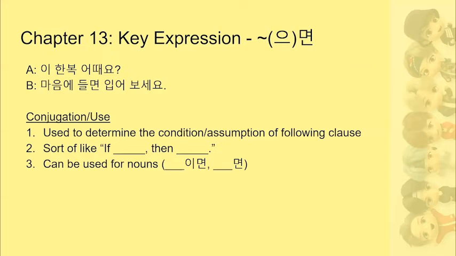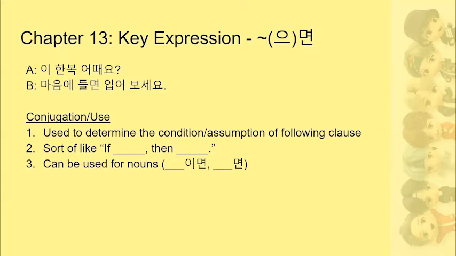But what that basically means is that the first part of the sentence, that condition, has to be met for the second part of the sentence to happen. So they're saying 마음에 들면, if you like this, 입어보세요, then try it on. So the context there is that if you don't like it, you probably aren't going to bother trying it on. So it's saying if you like it, then try it on. So that second part, 입어보세요, depends upon 마음에 들면.